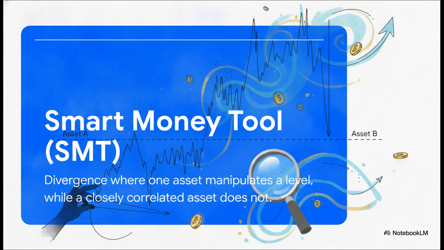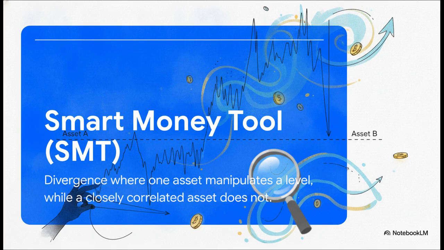For instance, imagine the market's pushing lower. Asset A sweeps below a key previous low, but asset B, which usually moves right alongside it in tandem, fails to take out its own corresponding low. That divergence right there is an SMT. And the golden rule here is that markets rarely, if ever, reverse without an SMT.